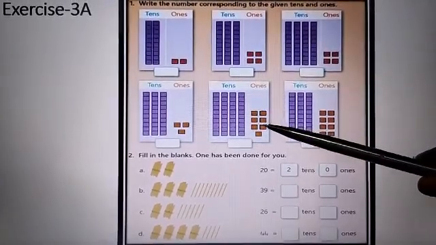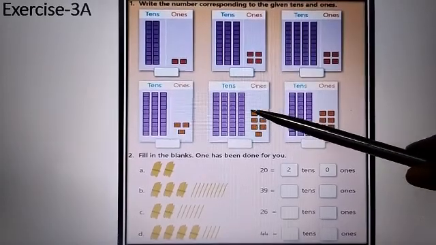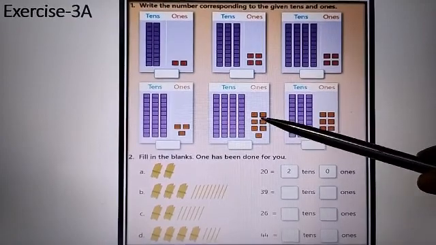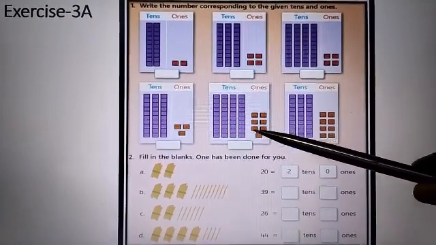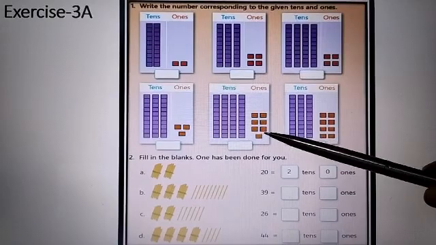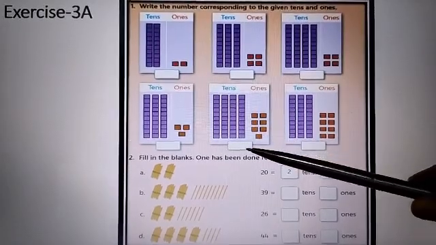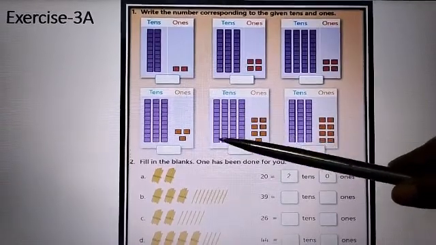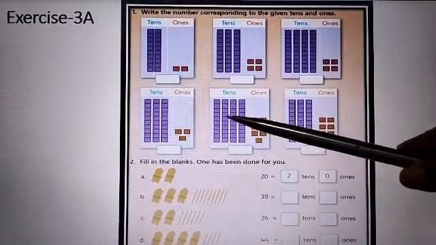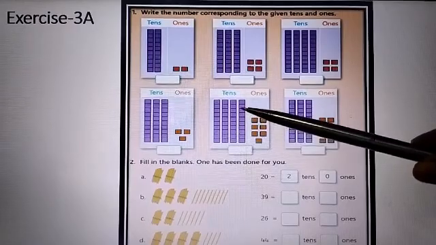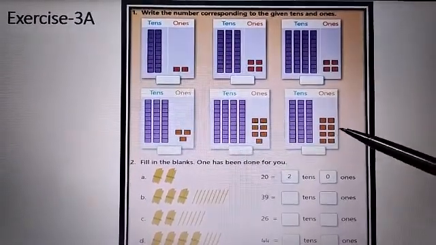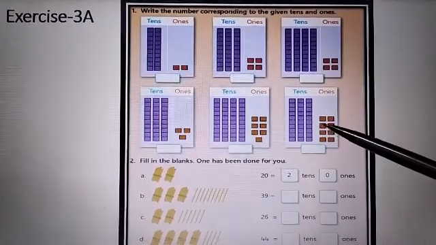Now let's solve this one. Let us count the ones. 1, 2, 3, 4, 5, 6, 7. So write here 7. Now count the tens. Come on, let's start. 1, 2, 3, 4. So 47.